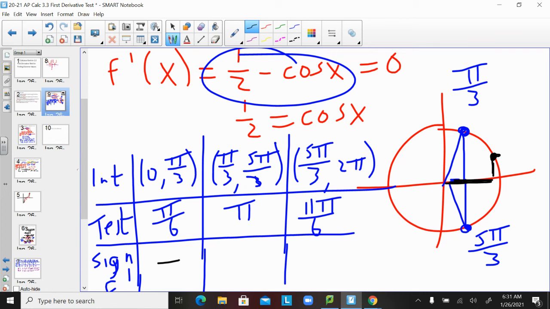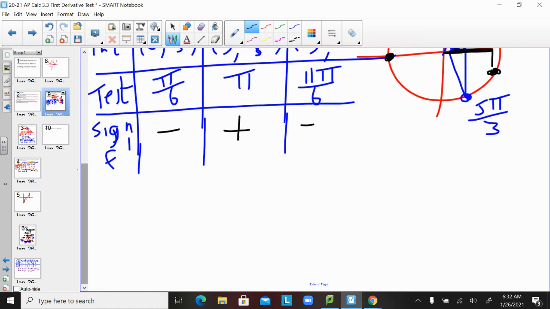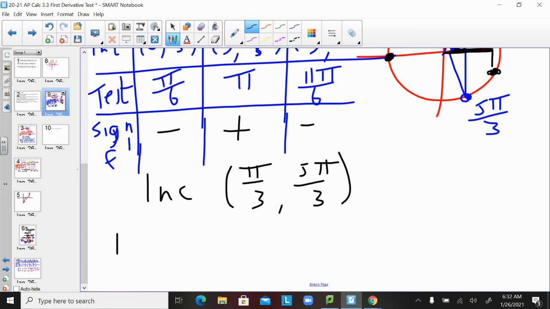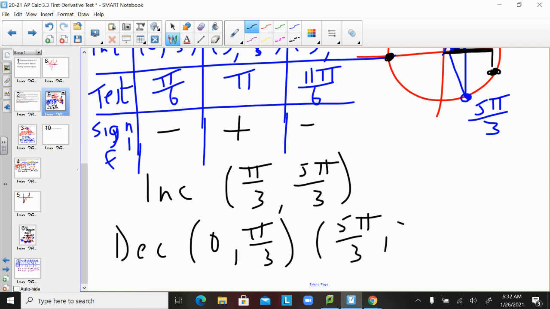If I plug in pi, which is over there, the cosine of pi is the x value, that's -1. So it's 1/2 minus -1, which is 1/2 plus 1, which is positive. And then 11 pi over 6 is over here, and again, the cosine is still that positive √3/2. So that'd be 1/2 minus √3/2, which is negative. So where is it increasing? On the interval from pi over 3 to 5 pi over 3. Where is it decreasing? From 0 to pi over 3, and also from 5 pi over 3 to 2 pi.